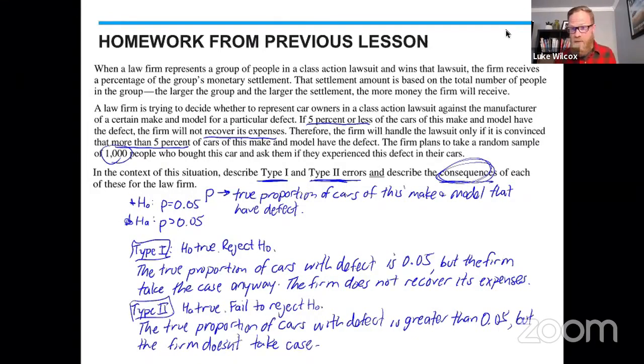Now, what's the potential consequence of this? Well, they don't lose any money because they didn't take the case, but they are missing the opportunity to have made money. So I'm going to say that the consequence here is that the firm is missing a chance to make some money.